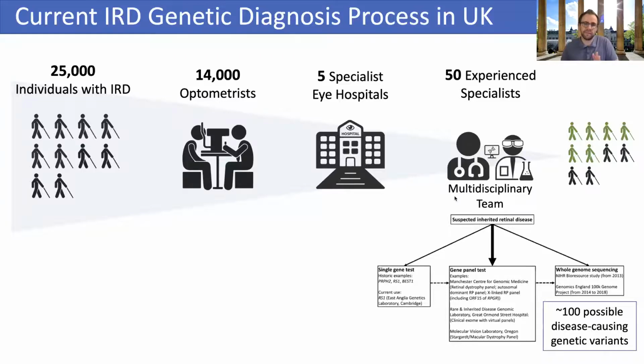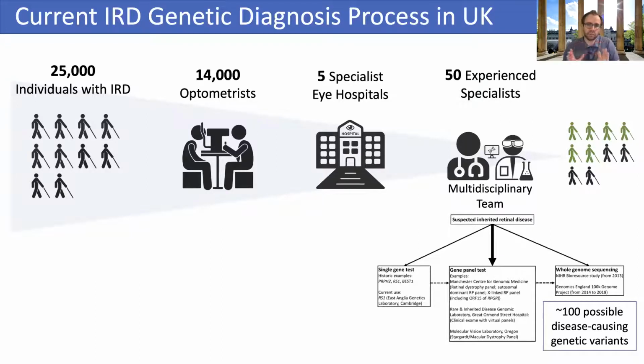Patients will be examined there by a multidisciplinary team, which includes clinical specialists, genetic specialists, and bioinformatics specialists. And they will perform genetic testing based on the suspected disease. The types of genetic tests can be either a single gene or gene panel, and these are available on the National Health Service of the UK, or now more and more whole genome sequencing, which used to be just for research, but is now going to eventually be rolled out as part of the National Health Service as well.